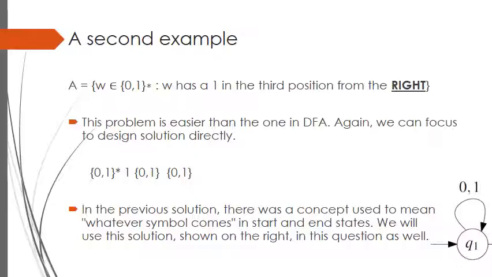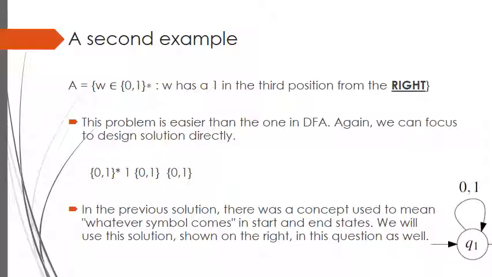A second example. A contains the binary words W such that W has a 1 in the third position from the right. We solved this problem while learning DFA, but this one will be easier than the one in DFA. Again, we can focus on designing the solution directly. Remember, in the previous solution there was a concept used to mean whatever symbol comes, in start and end states. We will use this solution shown on the right in this question as well.